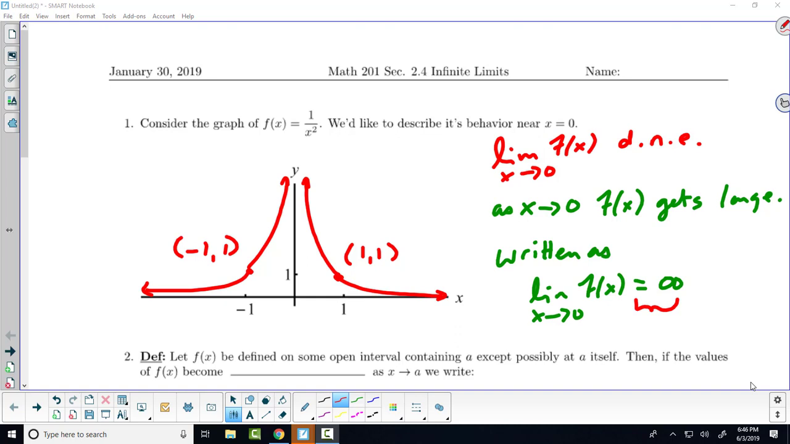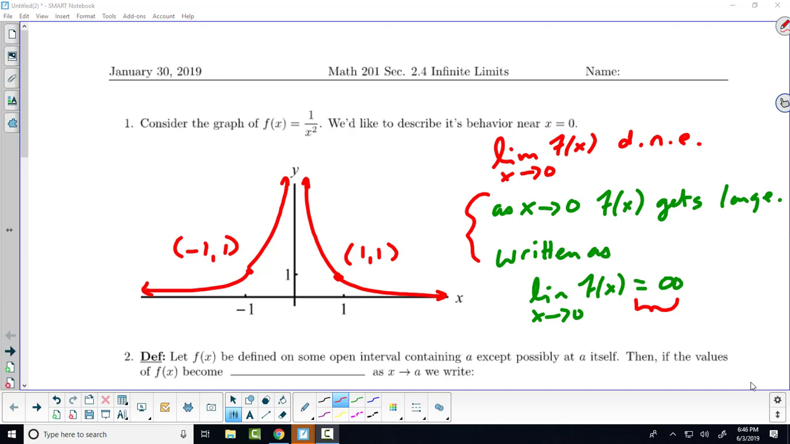Because does this limit exist? No. Is infinity a range value that you ever get to? It's not on the y-axis. So this is a misleading idea. But it conveys this sentence right here, which is very similar to the sentences that we were conveying in section 2.2 when we came up with this limit notation. So that's why we write it using the same notation.